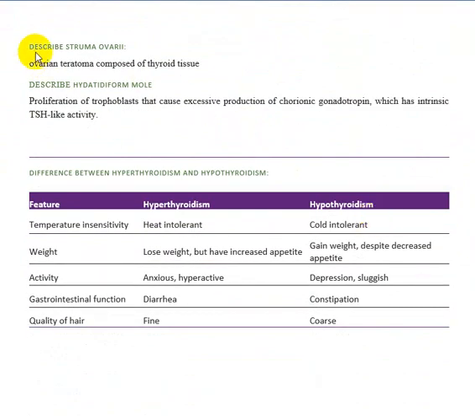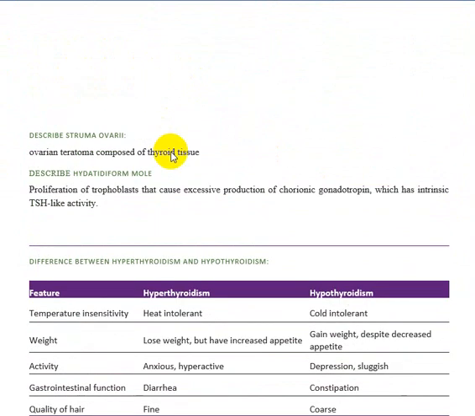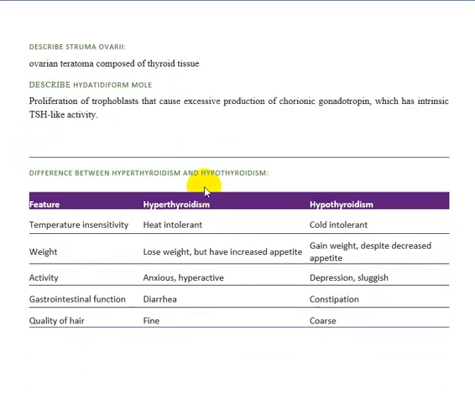Describe struma ovarii: an ovarian teratoma composed of thyroid tissue. It's a secondary hyperthyroidism because of struma ovarii. Here you're going to have thyroid hormone released from the ovarian cells of these teratomas, and you are going to increase the level of thyroid hormones.